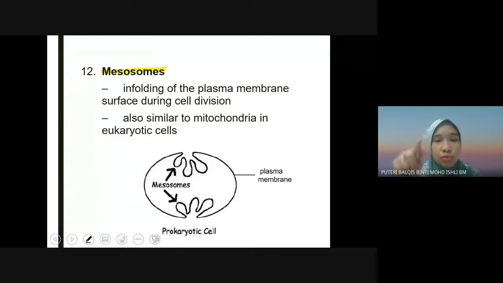Mesosome refers to the infolding of the plasma membrane. Plasma membrane tu dia berlipat kat dalam. Dia berlipat. The infolding of the plasma membrane is called mesosome. Okay, itu adalah structure untuk prokaryotic cell.